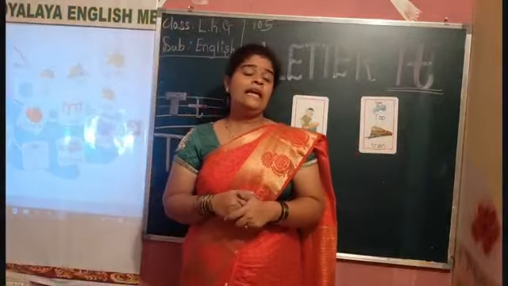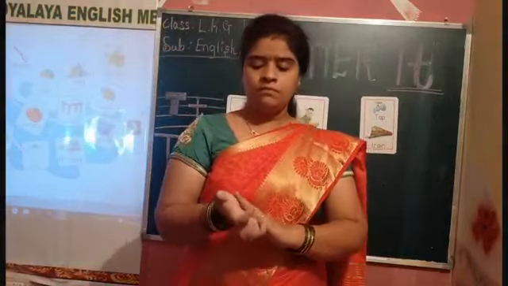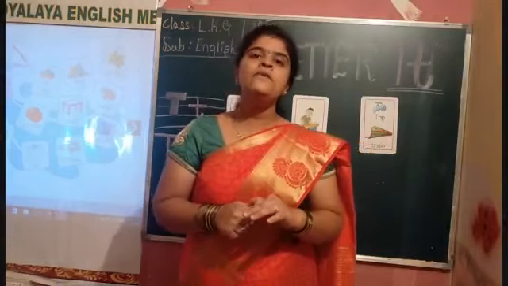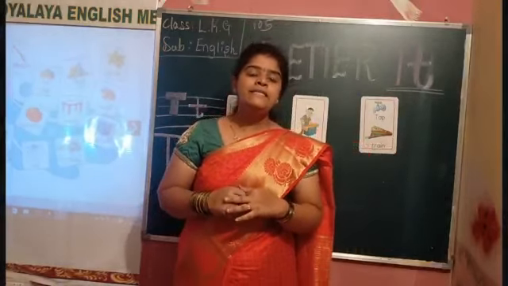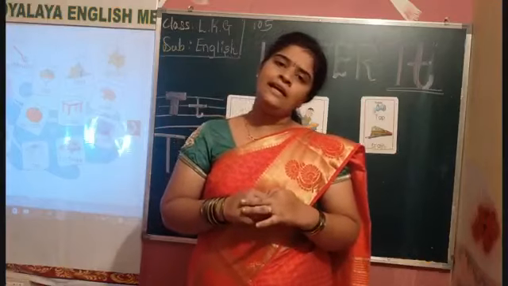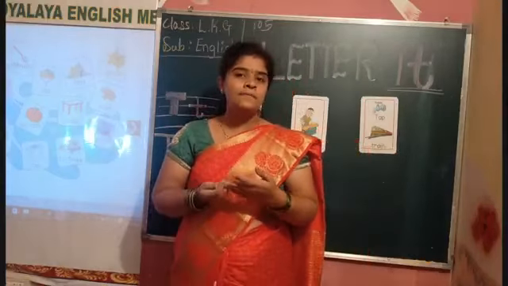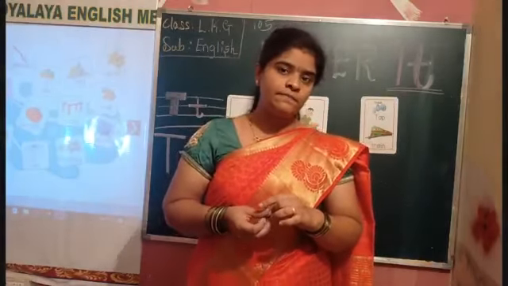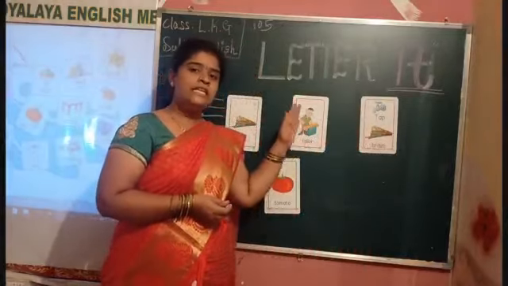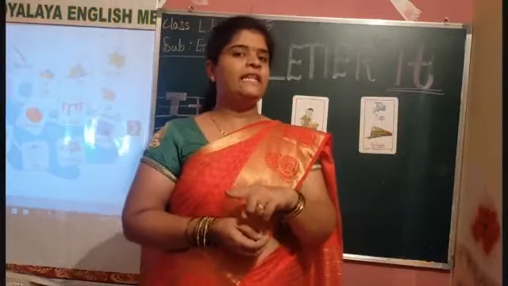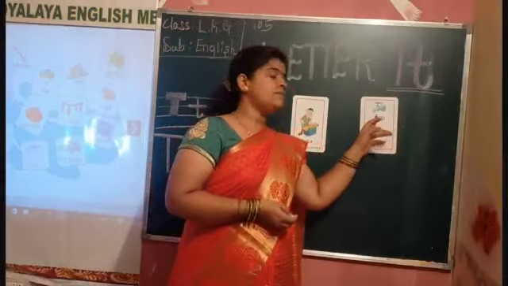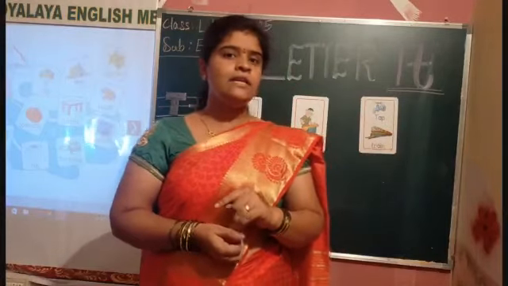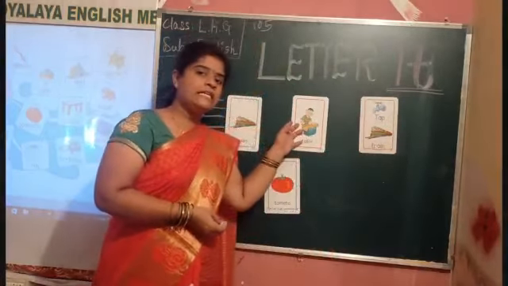Okay, children. Then, T makes the sound T. How does it come? T makes a sound T, T, T. Shall we see, children, how it comes? Here, I painted some pictures. These pictures' words begin with the letter T. In these pictures, the first letter is T. Okay, children, shall we see how it comes?